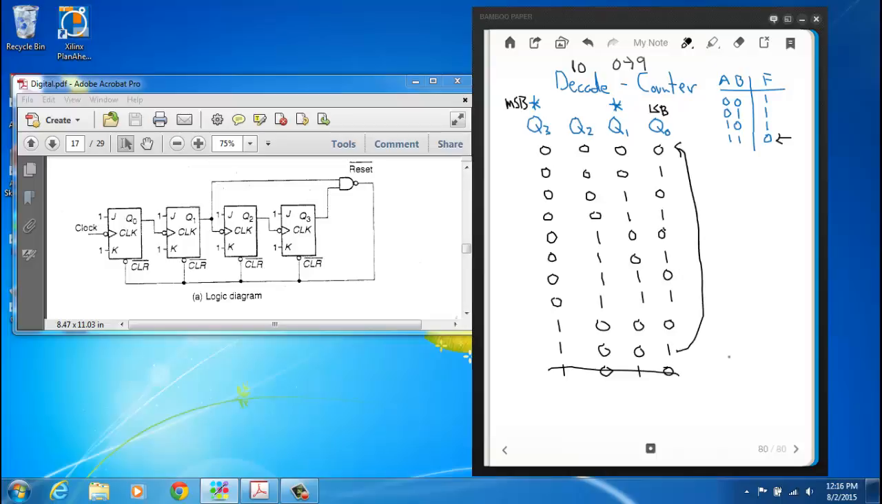If we wanted a 12 counter, okay, and a 12 counter would count from 0 to 11. So for a 12 counter, we would want the clear to happen on 12. So let's see how we can make that happen.